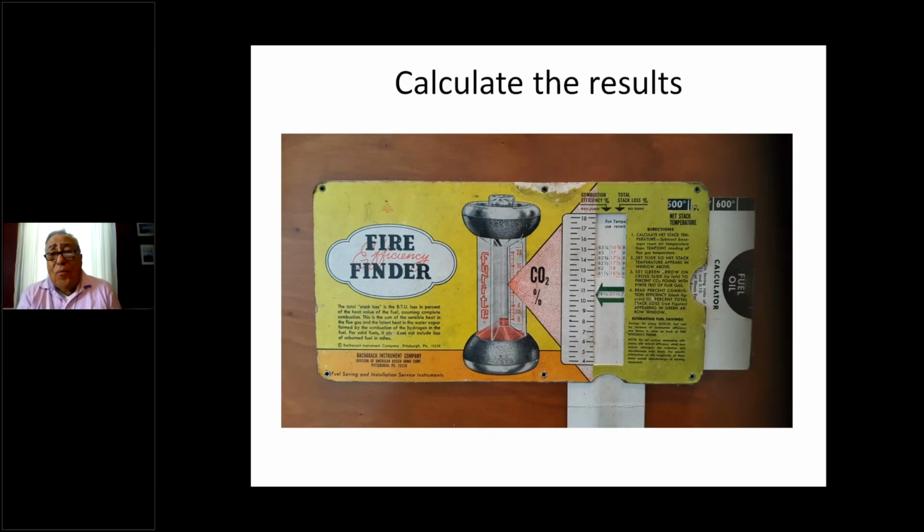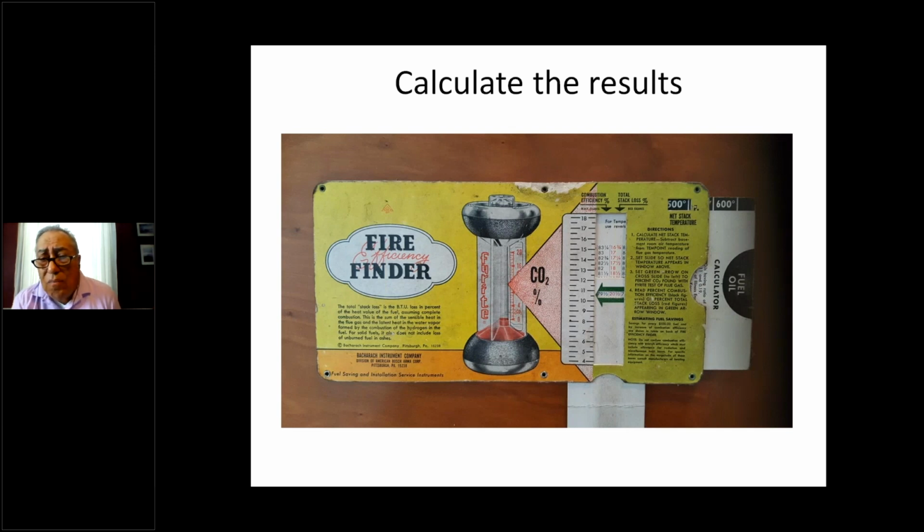This was the calculator. It was a little slide rule calculator that you would, once you got your stack temperature, you wanted to check the net stack temperature. The net stack temperature is whatever number you saw on your thermometer minus ambient. And the black numbers in that little window were in 50-degree increments. So 50 degrees is a pretty good average of what the temperature was in the building, and you'd get close enough. So whatever your stack temperature was, you'd subtract 50 and put that in the window.